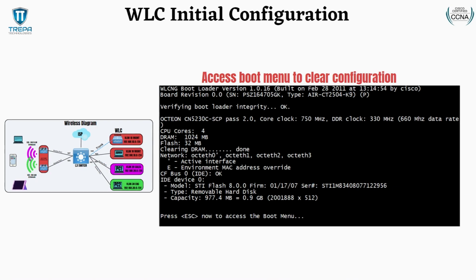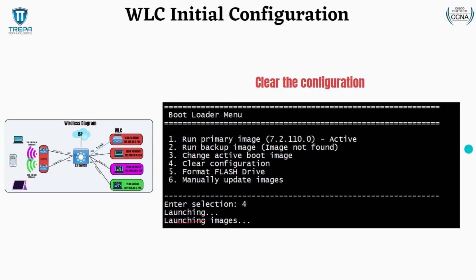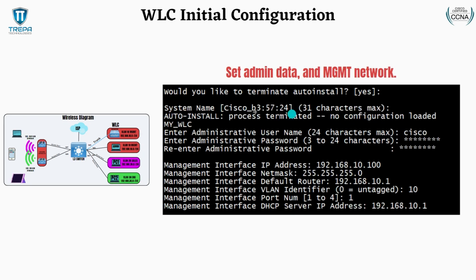And we do that by hitting the escape button, which is going to access the boot menu. We're going to go through these slides and then do it in real time. Then you see it goes to our bootloader menu. If there was a previous configuration, we're going to clear it by hitting 4 and then hit enter. And then it's going to bring us to our actual CLI configuration.